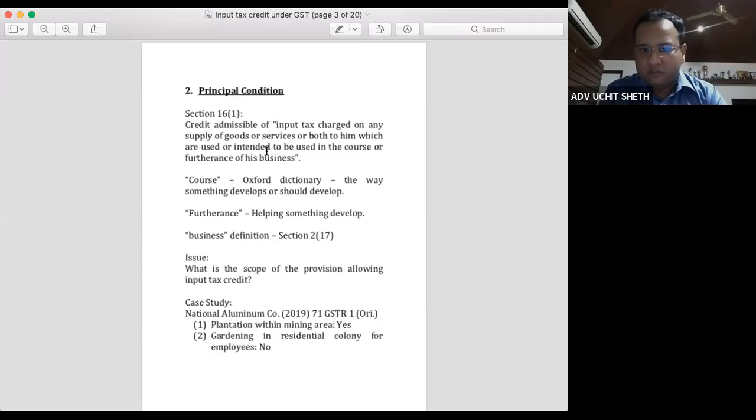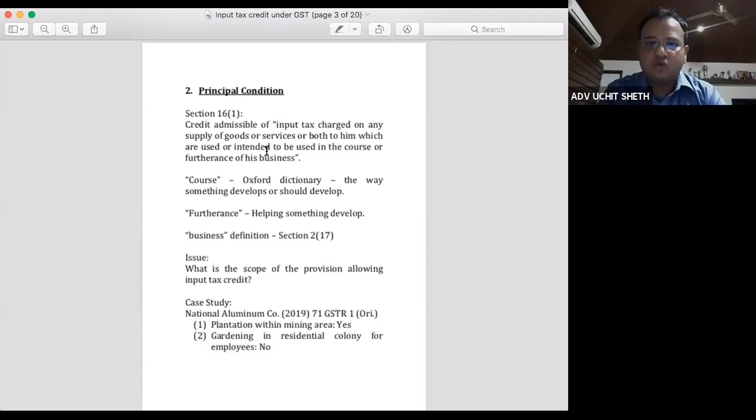So the phrase or the words used are course and furtherance. If you look at the dictionary meanings of these words, they are more or less similarly defined. It is a way of development of something. So anything which per se is used in the development of my business, that would be in the course or furtherance of my business.